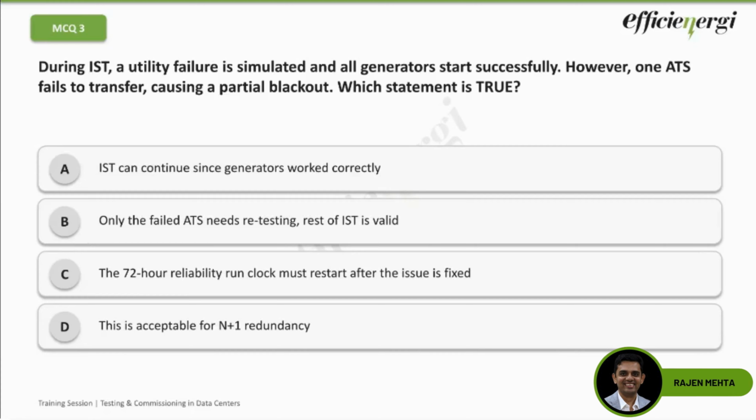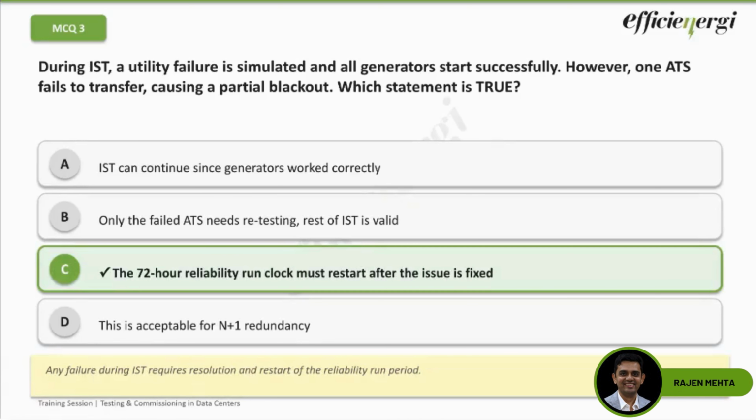Even if the generator has started, since one ATS failed to transfer and a partial blackout occurred, we have to go back, restart the clock, and start the IST again. At times, there are deviations which are accepted, but typically that's not the case. Any failure during IST requires a resolution and restart of the reliability run period.